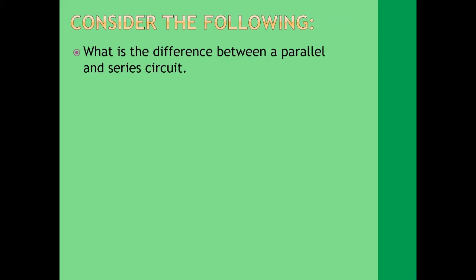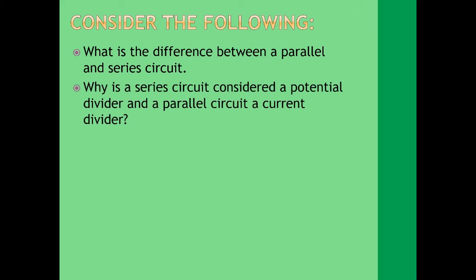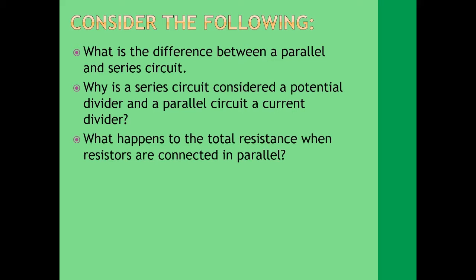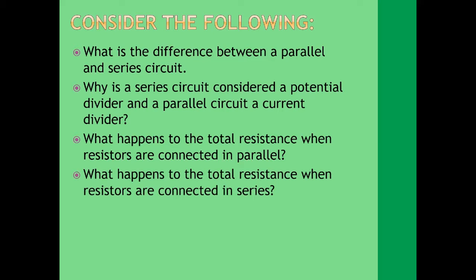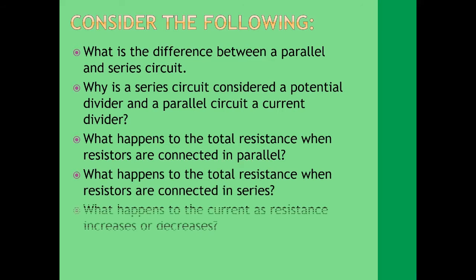And you need to consider the following. What is the difference between a parallel and a series circuit? Why is a series circuit considered a potential divider or a voltage divider and a parallel circuit considered a current divider? What happens to the total resistance when resistors are connected in parallel? What happens to the total resistance when the resistors are connected in series? And what happens to the current as resistance increases or decreases? And obviously, you need to be able to use Ohm's law in calculations.